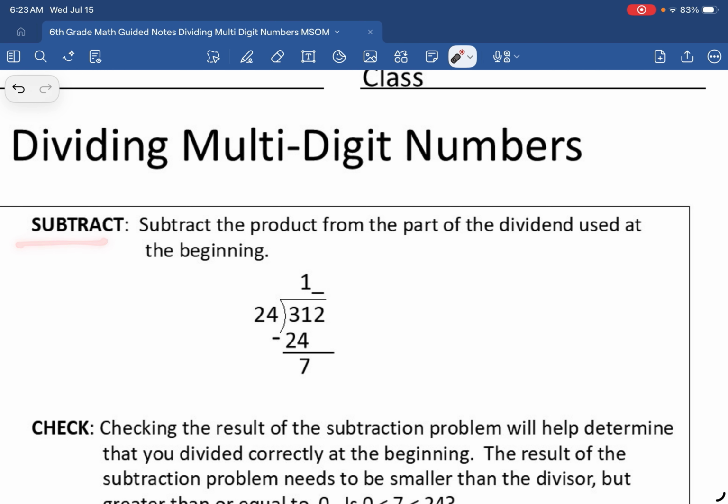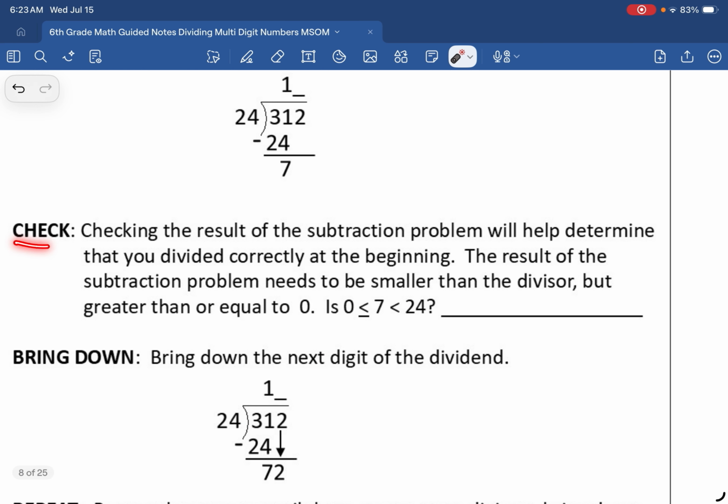Subtract. Subtract the product from the part of the dividend used at the beginning. So now we're going to go 31 minus 24, and that gives me 7. Check. Checking the result of the subtraction problem will help determine that you divided correctly at the beginning. So that's going to help determine that I got 24 into 31 the correct number of times.